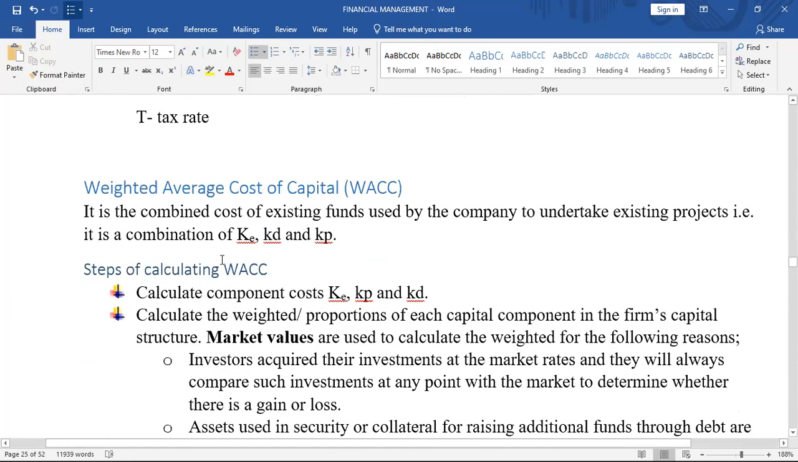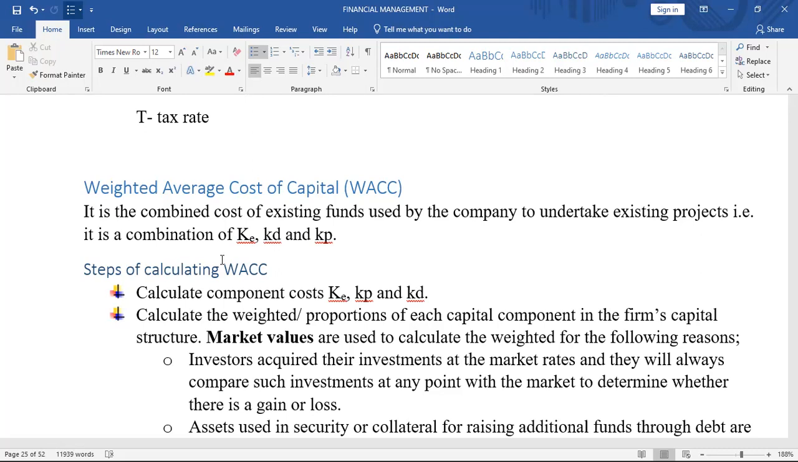Before we do any question, because most of the questions are basically directed to weighted average cost of capital and weighted marginal cost of capital, let me first introduce to you the weighted average cost of capital. We are saying it is the combined cost of the existing funds used by the company to undertake existing projects. That is, it is the combination of the cost of equity, cost of debt, and the cost of preference shares.